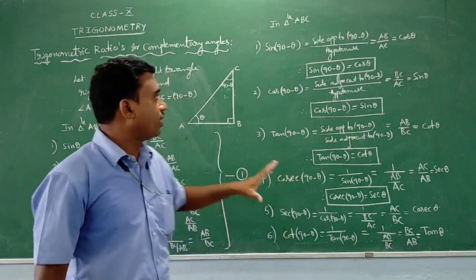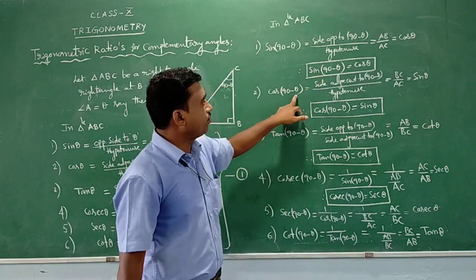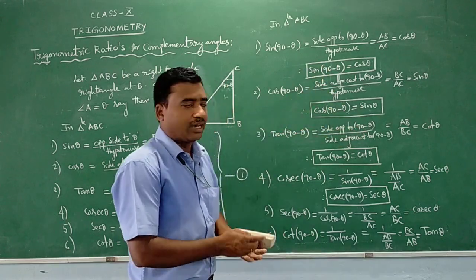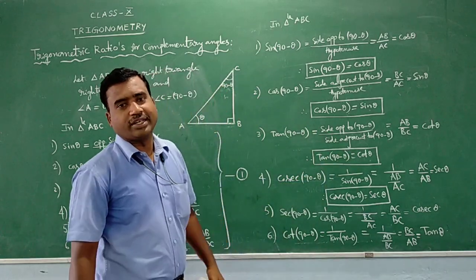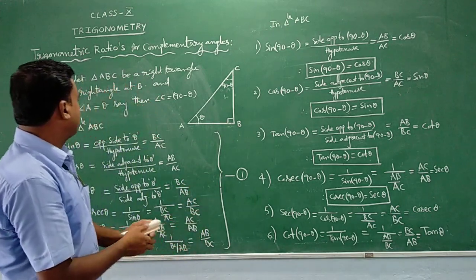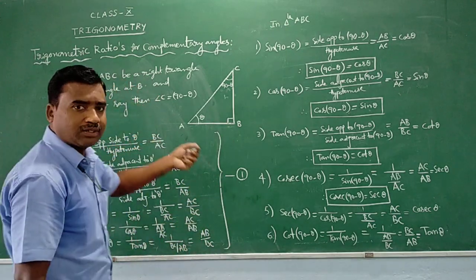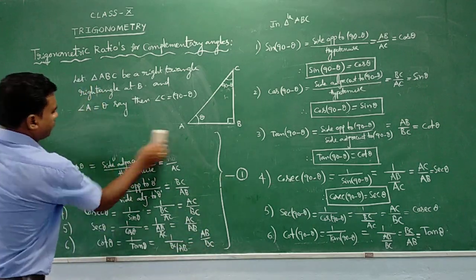So please remember: sin(90 minus theta) is equal to cos theta, cos(90 minus theta) is equal to sin theta, and tan(90 minus theta) is equal to cot theta. Okay. On this concept, let us discuss 2-3 examples.